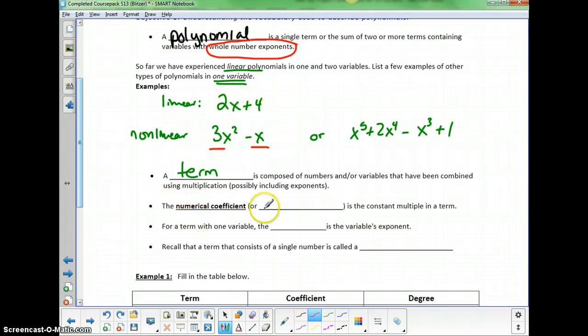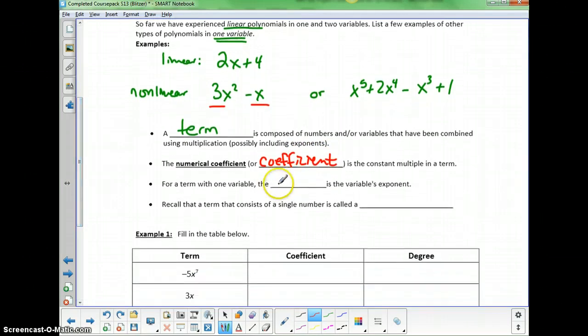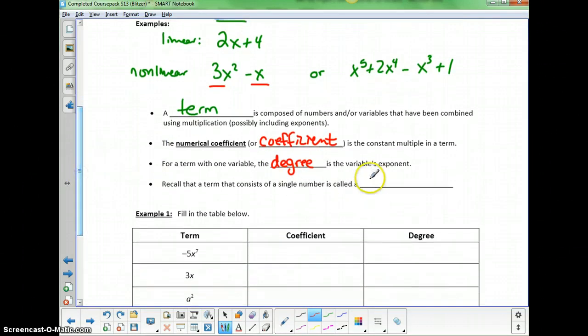A numerical coefficient, or just coefficient for short, is the constant multiple of the term. Okay. In a term with one variable, the degree is the variable's exponent. Recall that a term consisting of just a single number is called a constant.